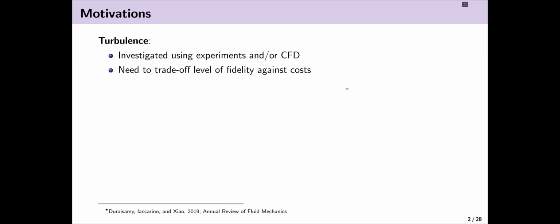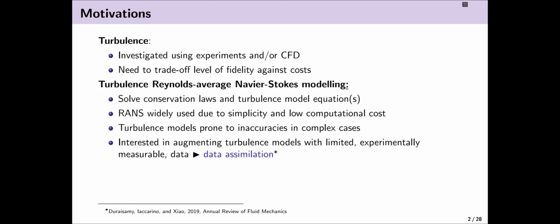So the motivations about sensor placement and data-driven turbulence modeling. We can study turbulence using experiments or CFD, and in both cases, we need to trade off between the level of fidelity we want and the costs. For example, if we're doing experiments, then we're limited by the number of sensors or the equipment costs. And if you're doing simulations, again, it's computational costs. For example, if we're doing DNS, then that will require huge computational resources.